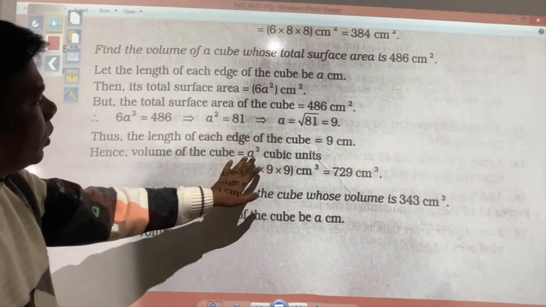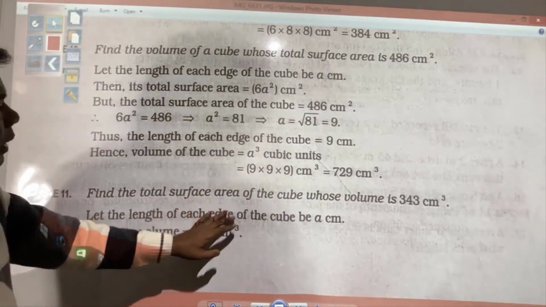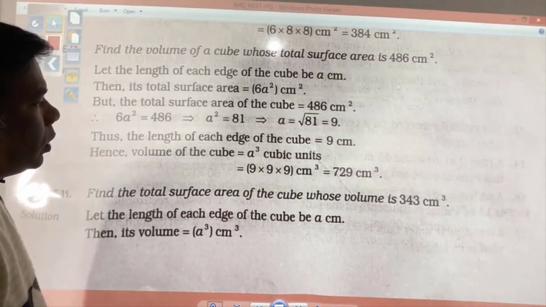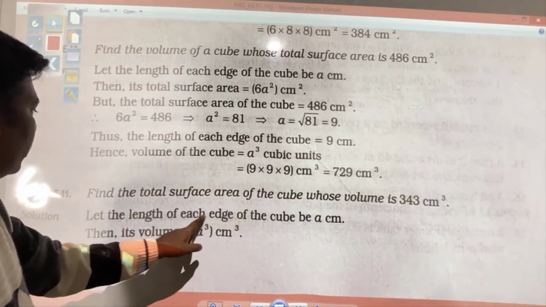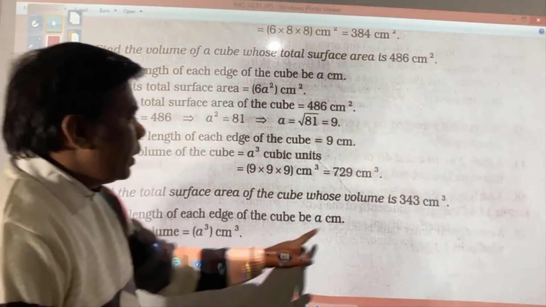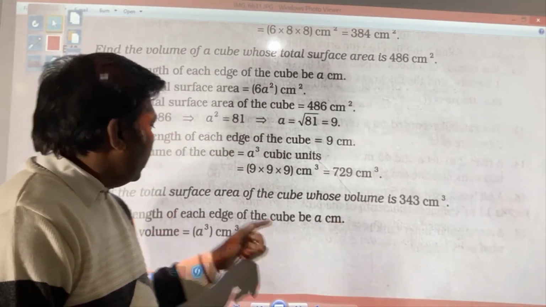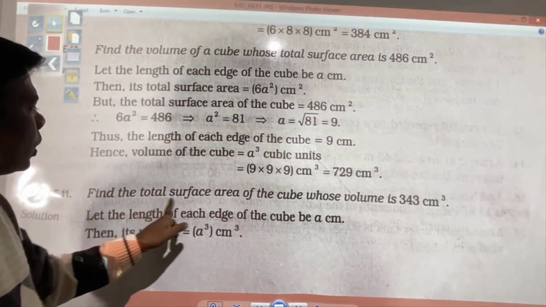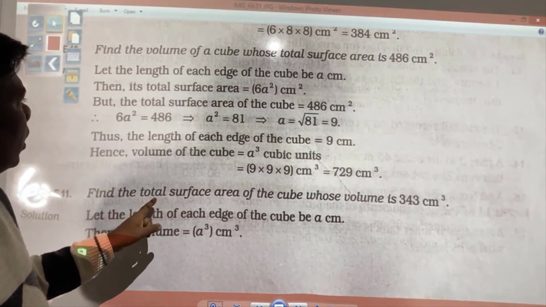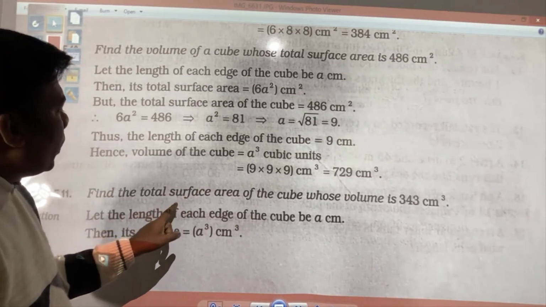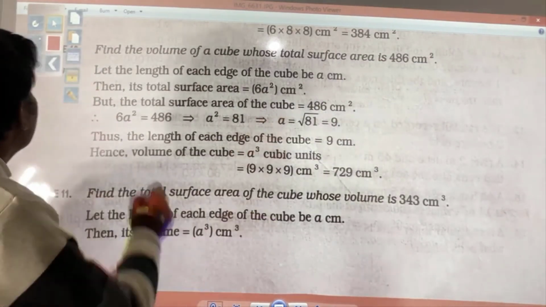Volume of the cube we know is a cube. Then we have: find the total surface area of the cube whose volume is 343 cubic centimeters. So a cube has been given, a cube is 343. You need to find a. If you get a, the total surface area can be found out. The total surface area of the cube is 6a square. If you get a, just put the value and you can find it.